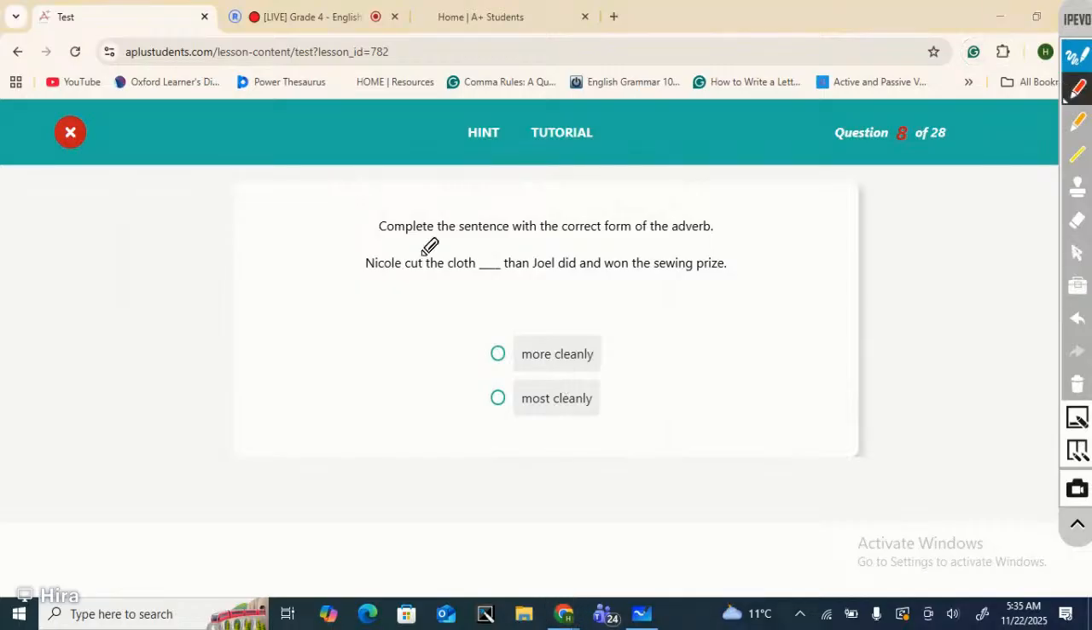Now, see in this one, two actions, it compares how two actions are done. Nicole cut the cloth and Joel did means Joel cut the cloth. So you have to select an adverb that shows how two actions are done. If it is showing how two actions are done, that would be a comparative adverb, and more cleanly is a comparative adverb. Nicole cut the cloth more cleanly than Joel did and won the sewing prize.